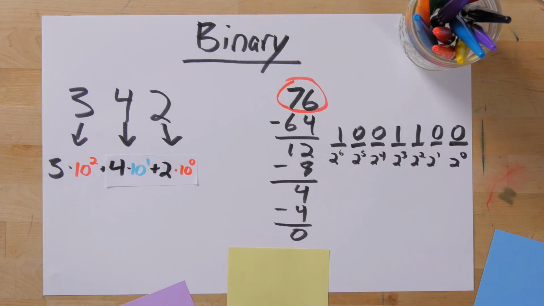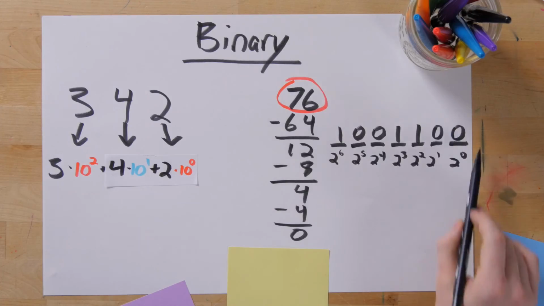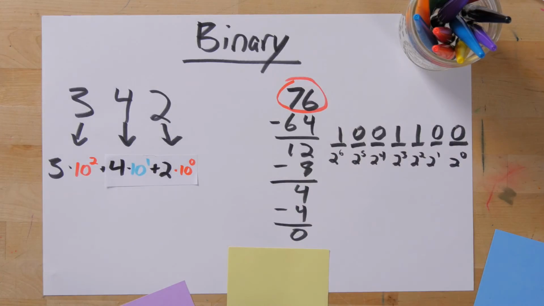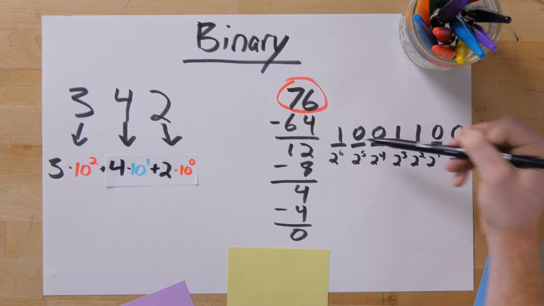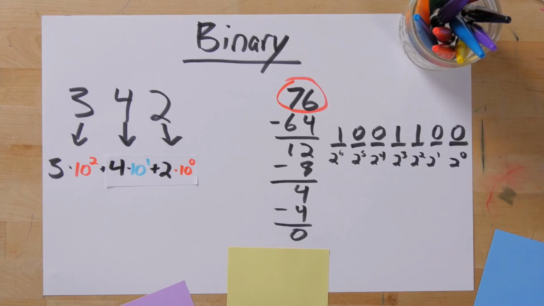1001100 is the same as 76. This is the binary representation, and this is the decimal representation. You could go the other way too. You could do 0 times 2 to the 0 plus 0 times 2 to the 1 all the way through and confirm that your answer was correct.